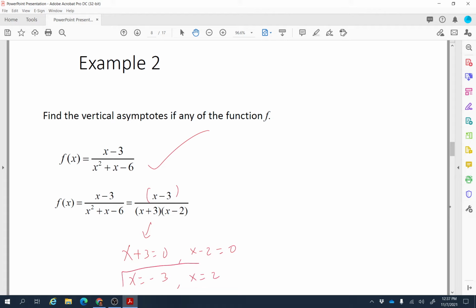So these two, x equal to negative 3 and x equal to 2, lines are vertical asymptotes, meaning when x equals negative 3 and x equals 2, the graph of this function will go to either positive infinity or negative infinity from the left or right side. That's the meaning of a vertical asymptote. The graph never intersects these two lines.